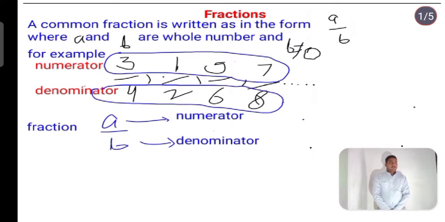What is a whole number? Whole numbers are the set from 0 to infinity: 0, 1, 2, 3, 4, 5, 6, 7, 8, 9, 10 and so on. The necessary condition is b not equal to 0. Then a upon b, where a and b are whole numbers, is called a fraction. In general, a fraction is a part of a whole, a part of a whole thing.